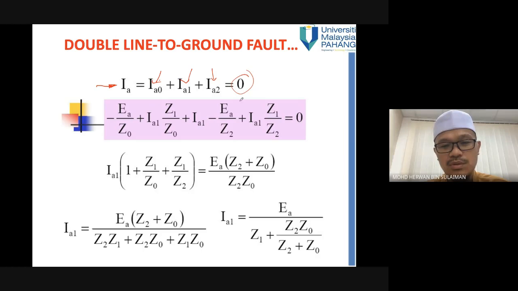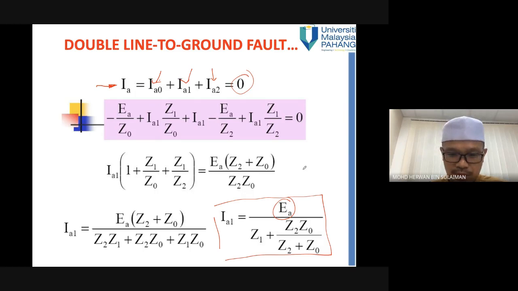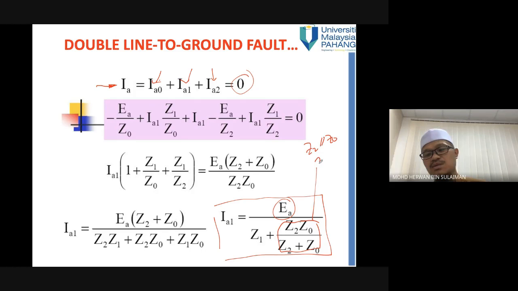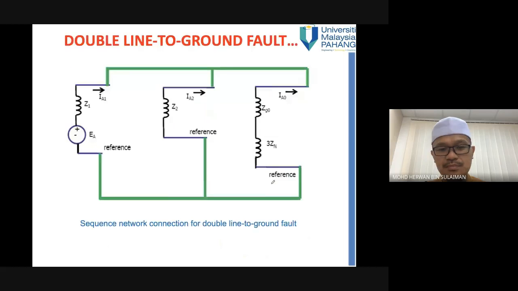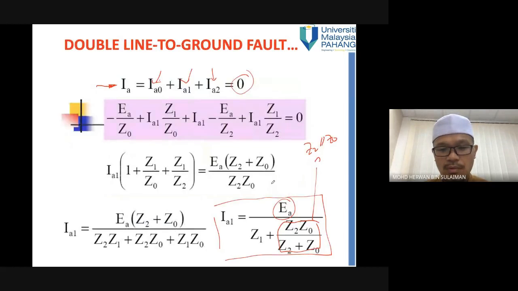So you can do the manipulation, and finally you get IA1 equals EA divided by Z1 plus Z2 parallel with Z0. This equation is Z2 parallel with Z0, so it is Z0 Z2 divided by Z2 plus Z0. Okay, so that is the final equation. So this is IA1. Oh, this is your fault current.